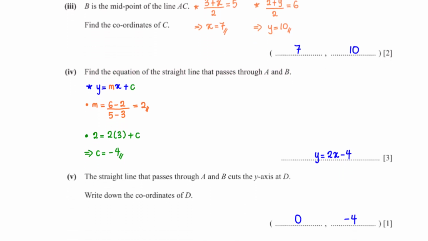The straight line that passes through A and B cuts the y-axis at D. Write down the coordinates of D. At the point where AB cuts the y-axis, the x-coordinate is 0.